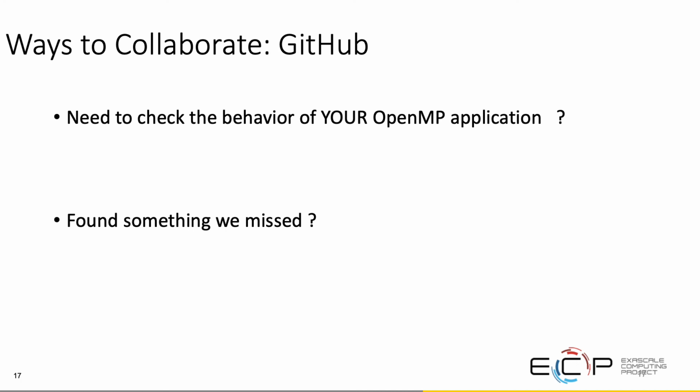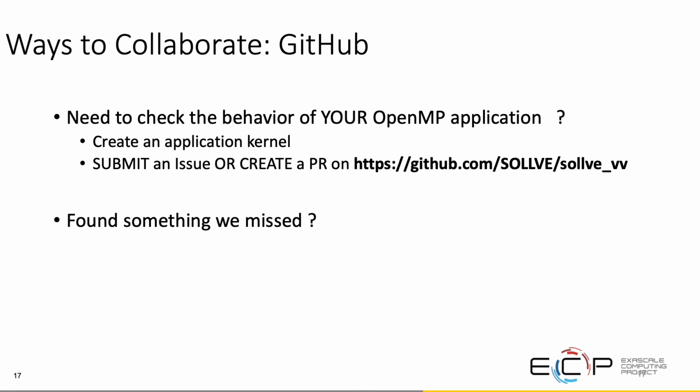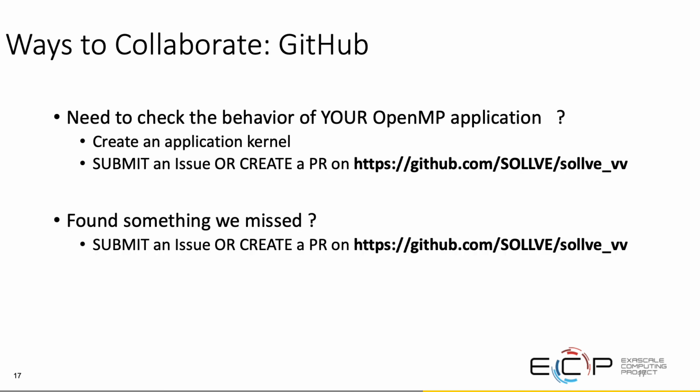We are talking with the applications, ECP applications, sometimes CORAL applications, but we also want to know what the wider OpenMP community needs. So if you need to check a behavior of your OpenMP application, you can create an application kernel and submit a pull request, and we can include that kernel in our tests. That way, by running the test suite, you know if an implementation is ready to handle your large-scale application. If you found something that we missed, then you can submit an issue or create a PR if you know the solution, and give it on the GitHub, and we will definitely respond to it.